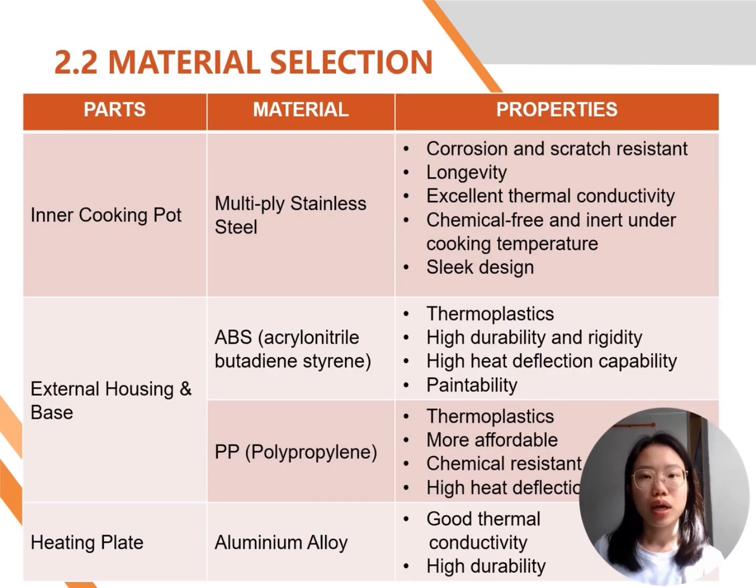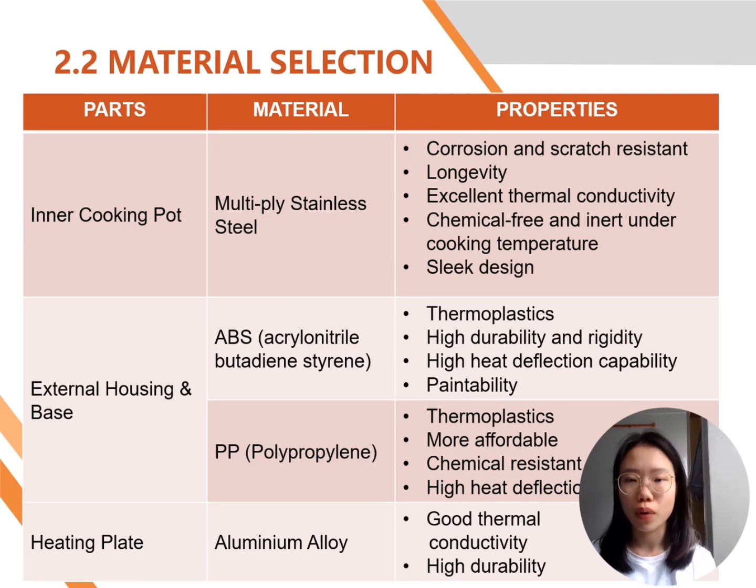Next, we come to the material selection part. In this session, we're going to focus on three main parts, which are the inner cooking pot, the external housing and base, and the heating plate. For material selection, it is crucial that the material selected meets certain requirements that we identified during the component analysis. Certain components have to have good thermal conductivity, and certain components have to have good thermal insulation. So for the inner cooking pot, there are a lot of commercially available materials used.